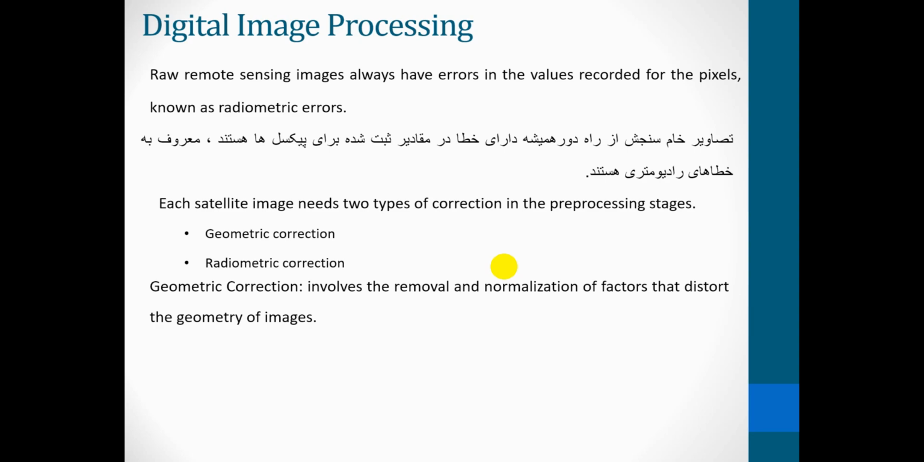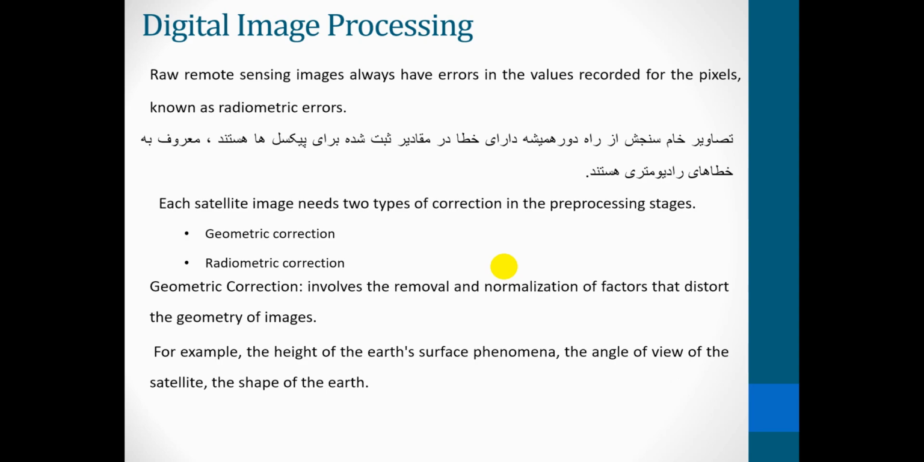Geometric corrections involve the removal and normalization of factors that distort the geometry of the image, like the height of the Earth's surface phenomena, the angle of view of the satellite, and also the shape of Earth.